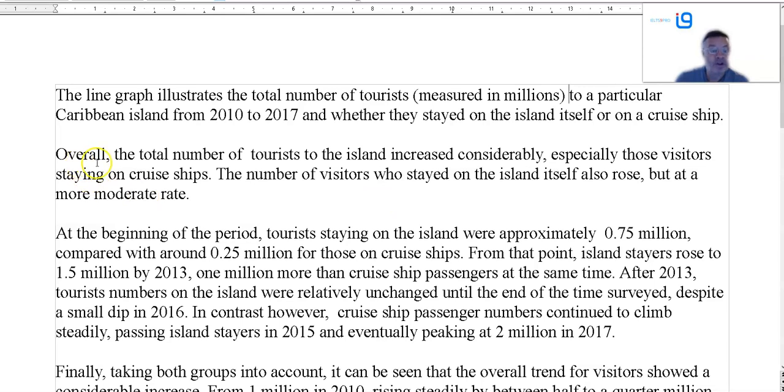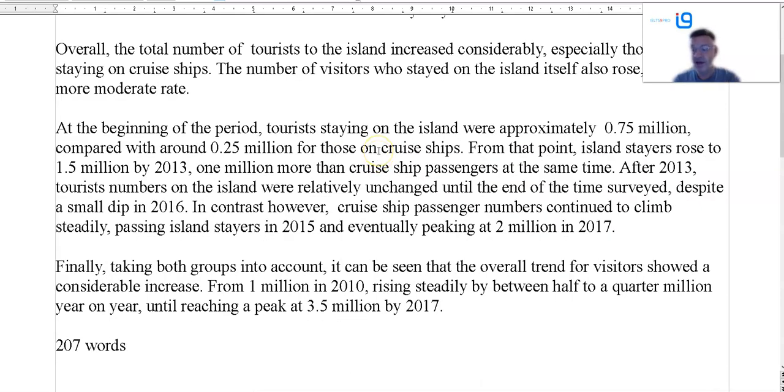Okay. So paragraph 2, we have to have an overview. The total number of tourists to the island increased considerably because it went straight up, especially those on cruise ships. The number of visitors who stayed on the island also rose, but at a more moderate rate. And that's it. No figures or data, because this is what we're going to put here in paragraph 3 and 4.